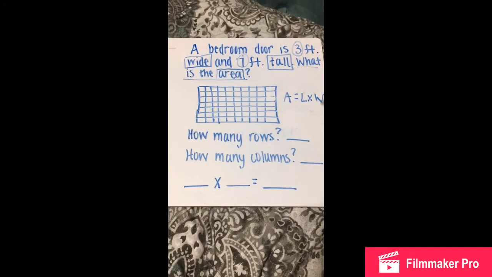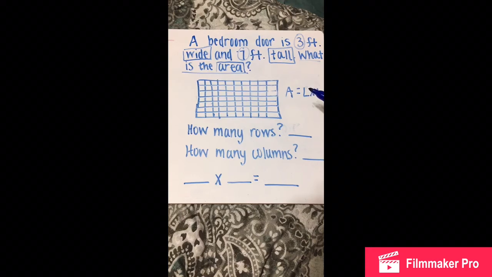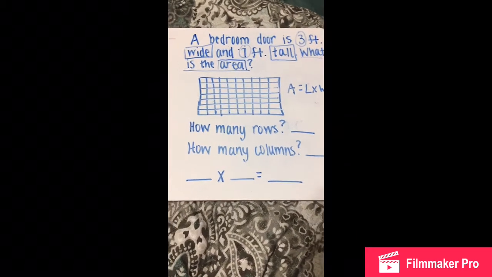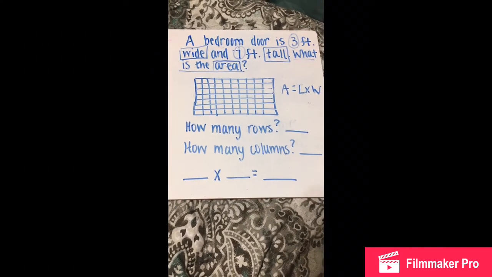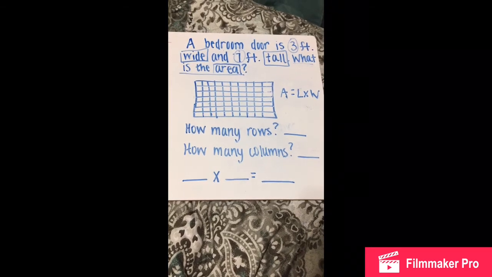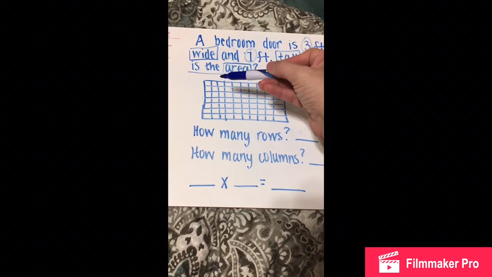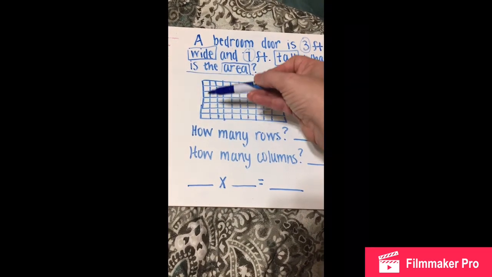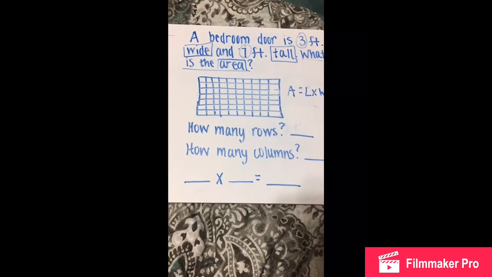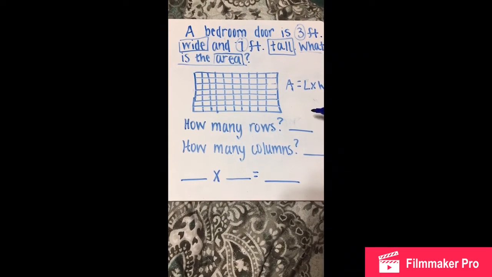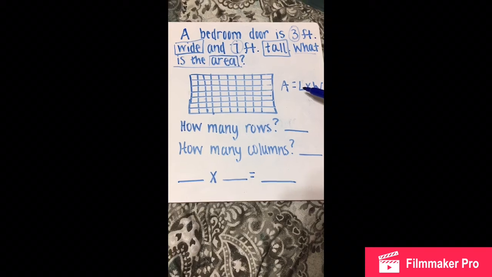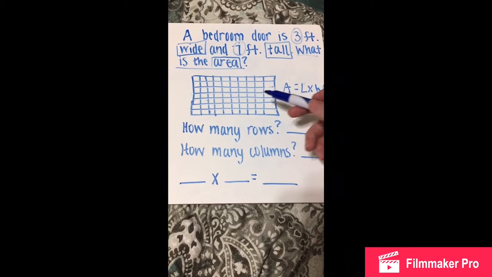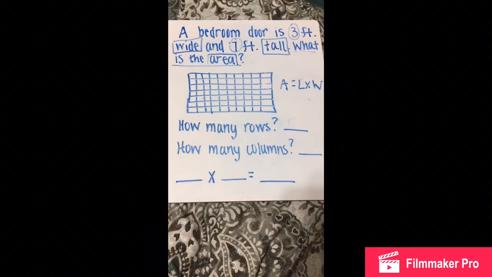And remember, length is what? Is it how many rows or how many columns? Length is how long it is, and those are our what? Rows. So how many rows I have is going to be the length, and how many columns I have will be the width.